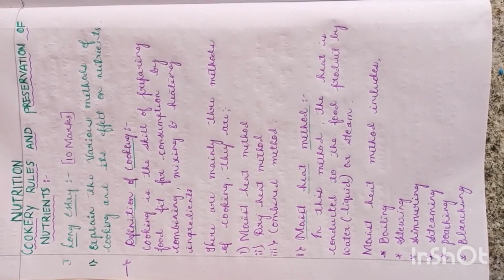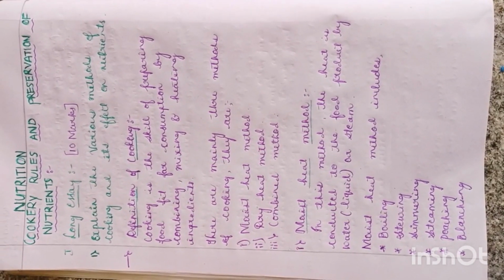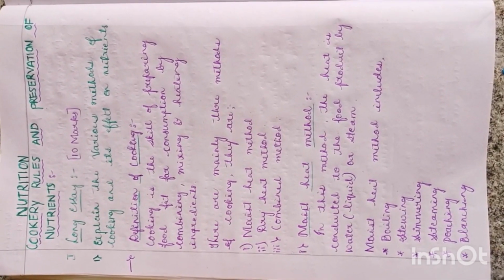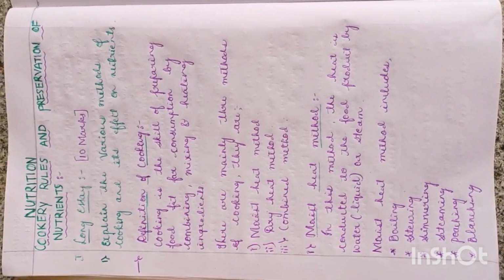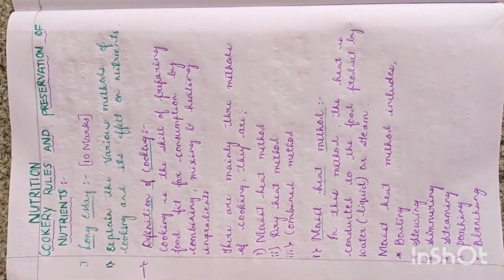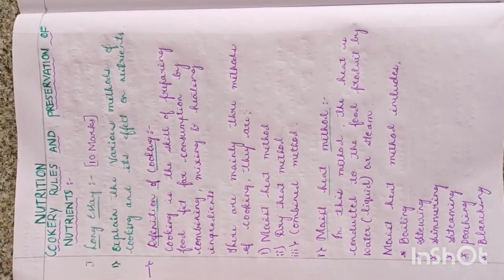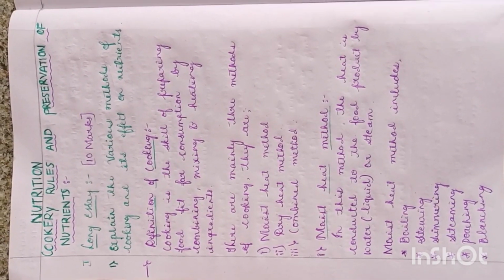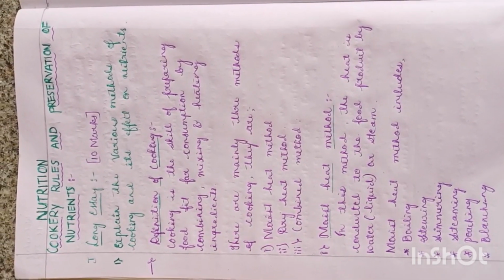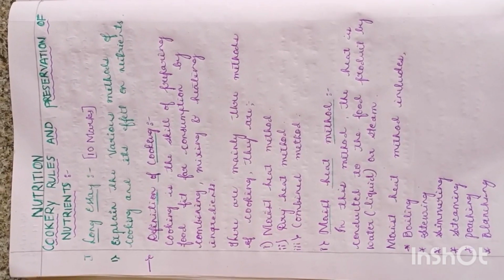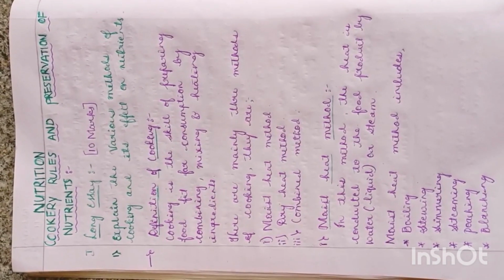There are mainly three methods of cooking. They are moist heat method, dry heat method, combined method. Moist heat method. In this method, the heat is conducted to the food product by water or steam. Moist heat method includes boiling, stewing, simmering, steaming, poaching, and blanching.